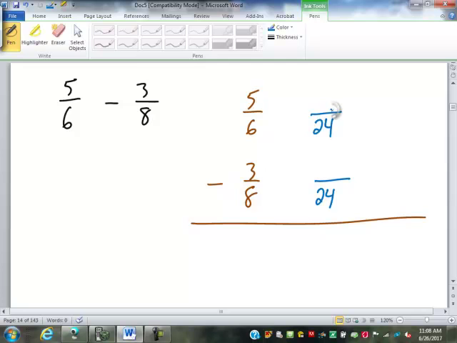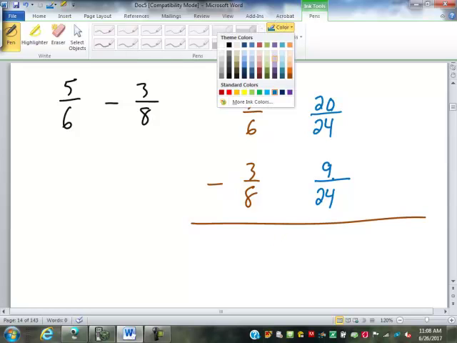So what's going to go here above the 24? 6 times 4 is 24, so 4 times 5 is 20. Perfect. How about here? 8 times 3 is 24, so 3 times 3 is 9. Perfect.